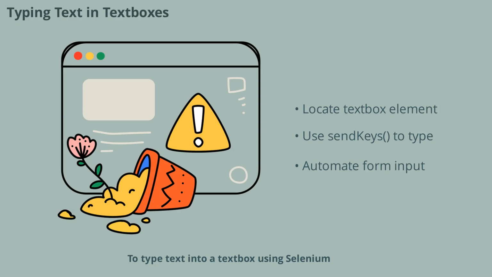Type text into a text box using Selenium. First, locate the element using a suitable locator such as By ID. Then use the sendKeys method to input your desired text. For example, searchTextBox.sendKeys("search term") will enter the search term into the identified text box. This method is essential for automating form submissions and search functionality.